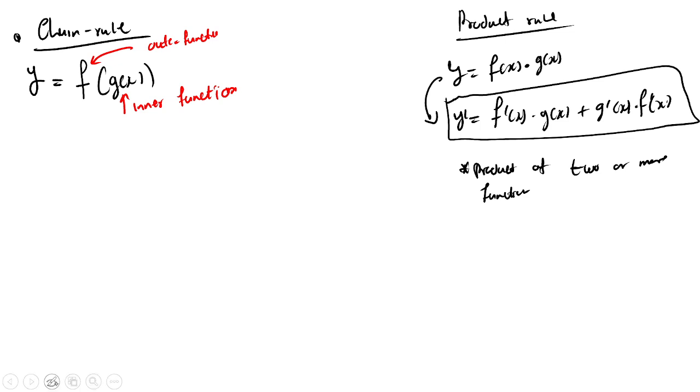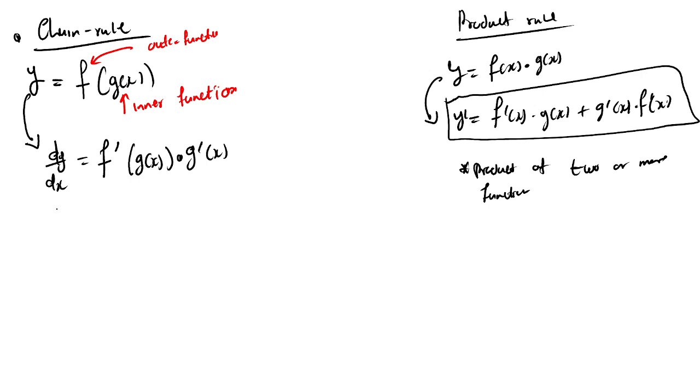So how are we going to solve using the chain rule? Well, suppose you're given y is equal to f of g of x. The derivative of this, which is represented by dy over dx, is going to be, you're going to take the derivative of the outer function, which is f prime, and then you keep the inside function, which is g of x. Then you multiply by the derivative of the inner function, which is g prime of x. Let's look at an example. It will make sense.